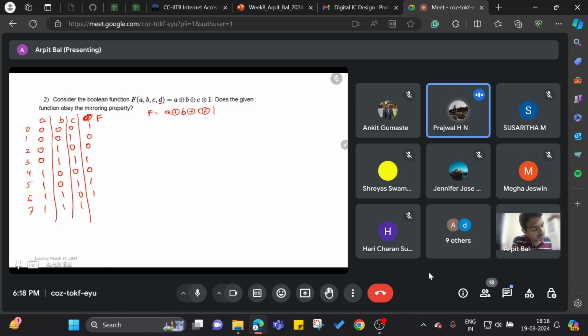One. Zero. Okay. So was there any pattern here? Odd ones detector. Correct. So this is basically an odd ones detector. Okay. So what will be the equation for f?